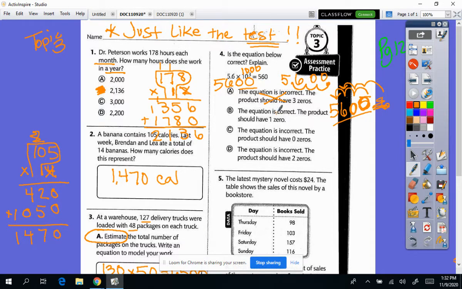The equation is correct. Well, right away, I know it's incorrect, so that cannot be the choice. The equation is incorrect. The product should have 0 zeros. Not true. And so we look at D. The equation is incorrect. The product should have 2 zeros. And in fact, when I go back and check my work, it sure does. So that will be letter D.